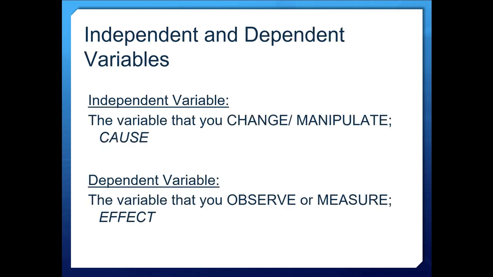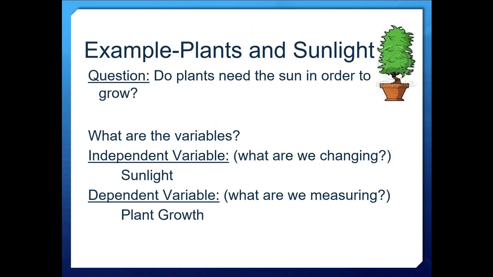This brings us to the idea of independent and dependent variables. This is a very tough concept, so it's okay if you don't get it the first time. The independent variable is the variable that you change, manipulate, or cause something to happen. The dependent variable is the variable that you observe or measure, and the effect. Let's do an example to be more obvious.